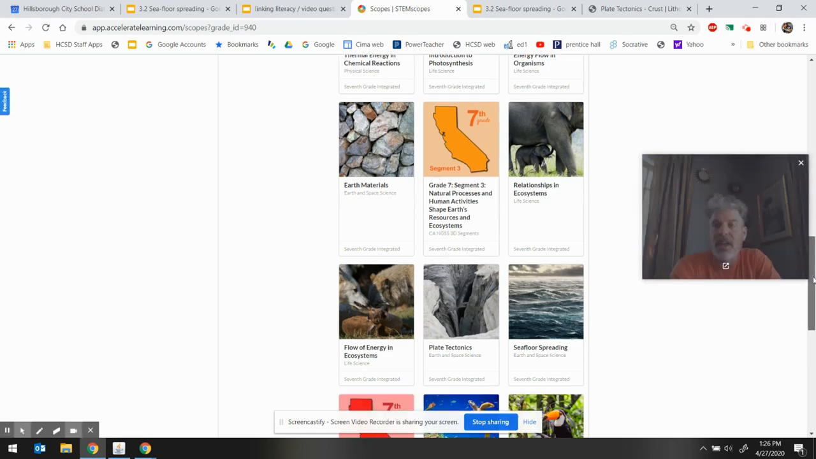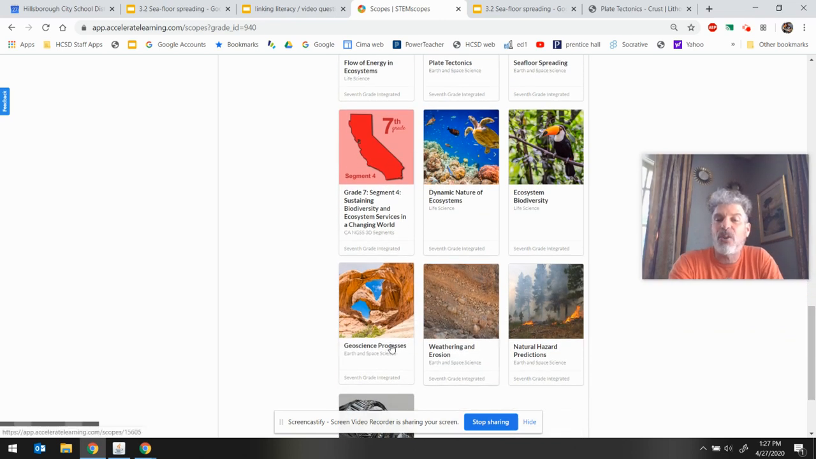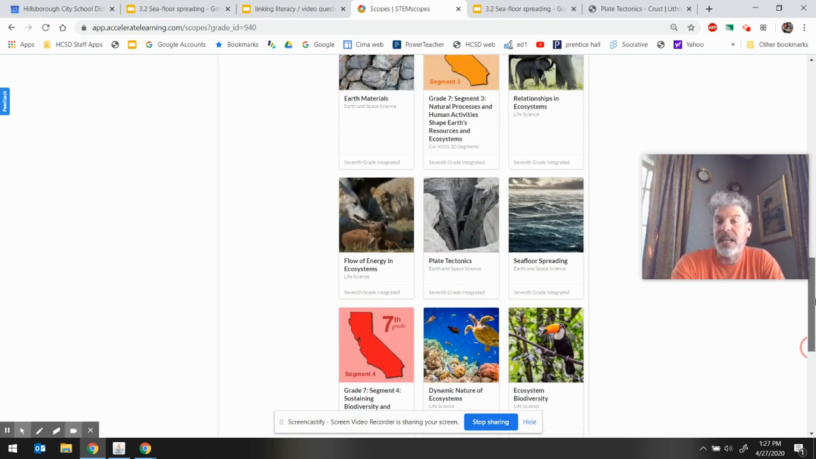All right, so we are now learning about seafloor spreading. We already learned about what they called plate tectonics, but the reality is this is poorly named. This should be named continental drift. This is seafloor spreading. And the real plate tectonics lesson actually is over here with geoscience processes. This is really what should be titled plate tectonics. We'll get into this in the following weeks. All right. What I definitely want to do is get into segment 4 real soon. So I'm thinking this is going to be the last week that we're in segment 3.